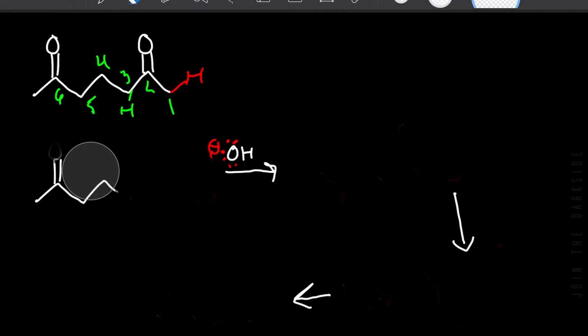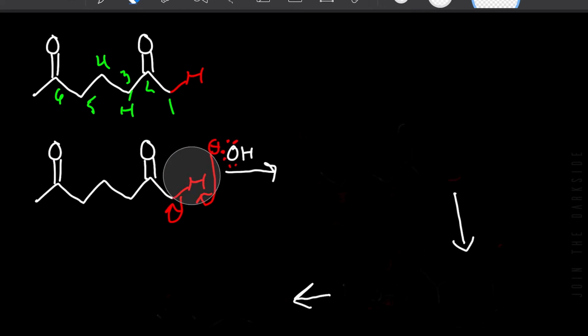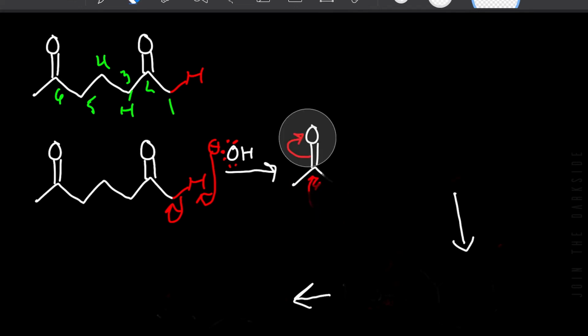So let's start off with the mechanism. We're going to have the starting material right over here. We're going to have the hydroxide attack this alpha hydrogen, the red one, because it's going to form the most stable cyclic ring. And now it's going to be forming a carbanion because of the electron transfer.